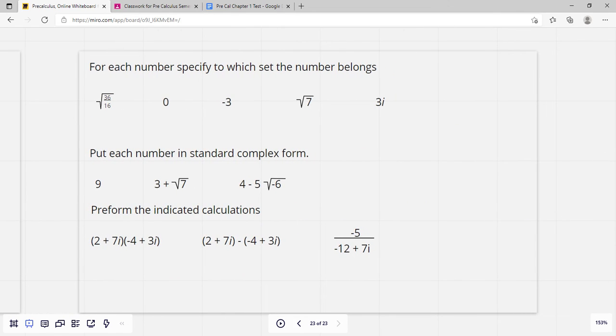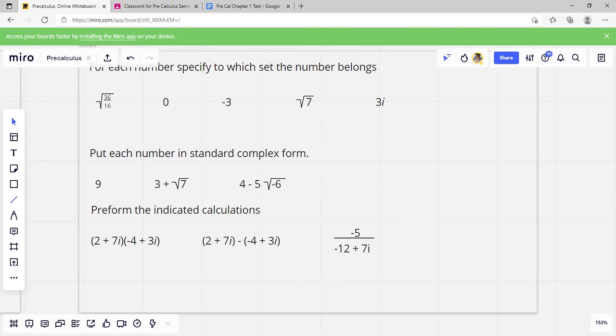All right, so let's review some of these concepts real quick. This is the kind of stuff that I pulled from your homework. So on this one, we've got the square root of 36 over 16. Well, the square root of 36 would be 6. And the square root of 16 is 4. So that's 6 over 4, which would be 3 over 2. Double check that and make sure. All right, this one is just 0.